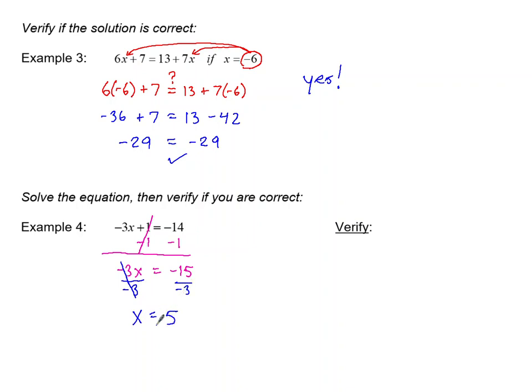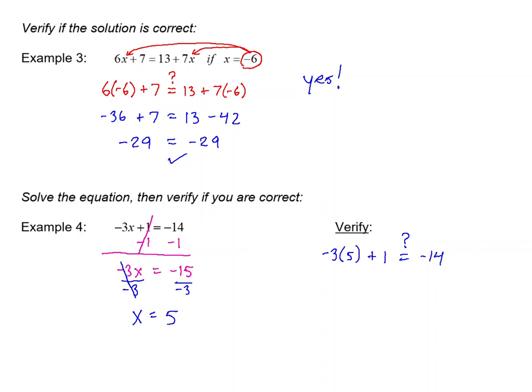I think that this is the answer, but let's be sure. I'm going to substitute the 5 back into the original equation, and let's verify. So negative 3x would turn into negative 3 times 5. The plus 1, of course, is plus 1. The equal sign is next. I like to put a question mark over it. And then the negative 14 would be on the other side.